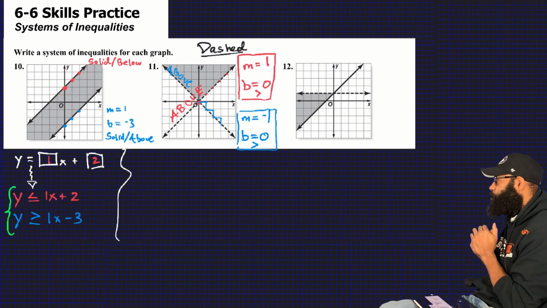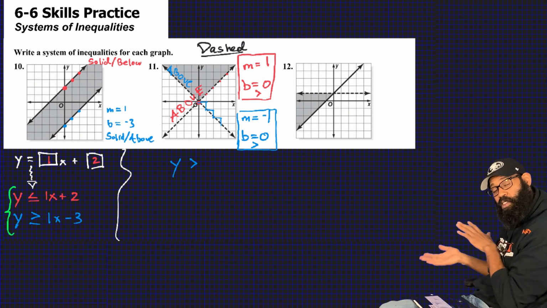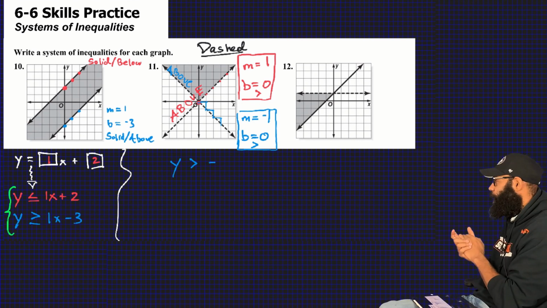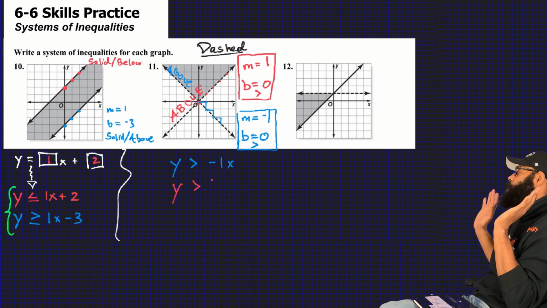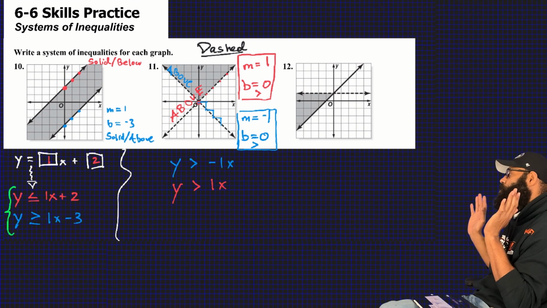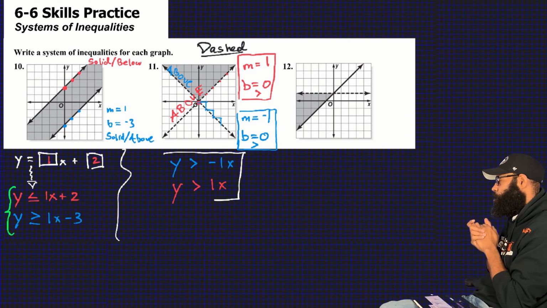Now I've got all the information that I need. Let me start writing the actual system of inequality. Y is greater than 1x, or just x. Oh, I'm doing the blue first, my bad. Y is greater than -1x, and no need to put plus 0. And y is greater than positive 1x, and again, no need to put 0.